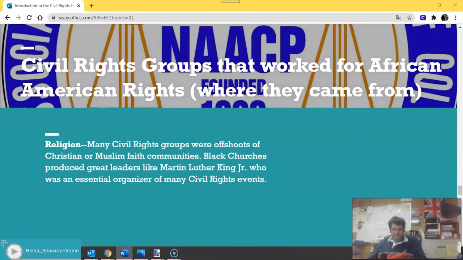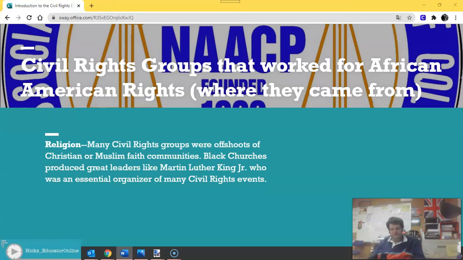So now we're going to look at the civil rights groups that worked for African Americans, but we're going to focus more on where they came from. You'll get into the actual groups themselves and the activities in this class. But where many African American civil rights groups came from was out of religion. While some used religion as a justification for mistreatment, more and more used religion as a reason for treating people equally.